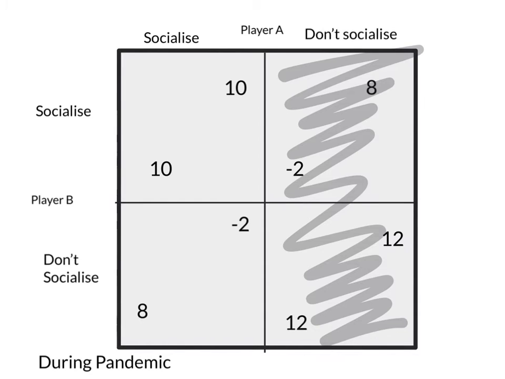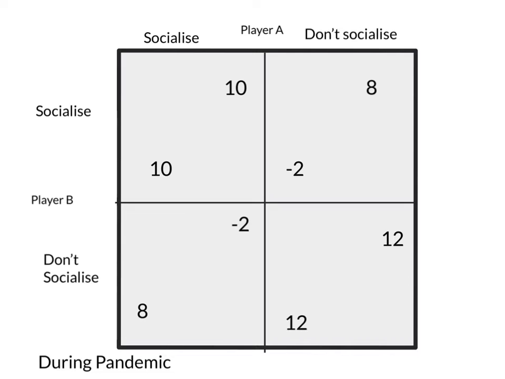So one outcome, or what's called a Nash equilibrium here, is going to be that both players socialise. If each player thinks the other player is going to the bar, they want to go to the bar too. And that's self-reinforcing. And so one outcome is both players socialise, both players go to the bar.